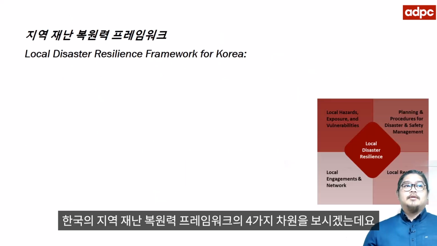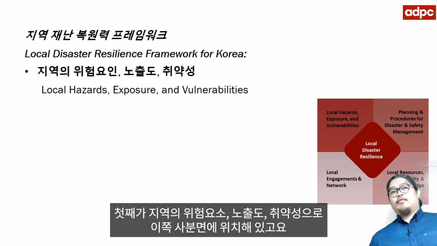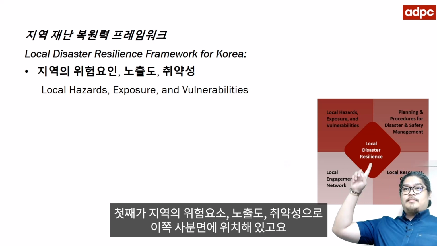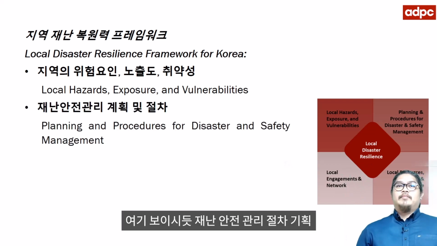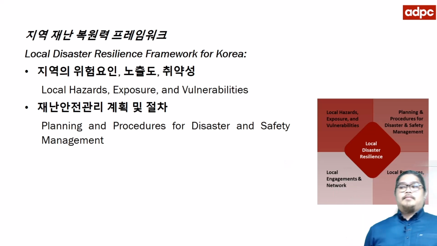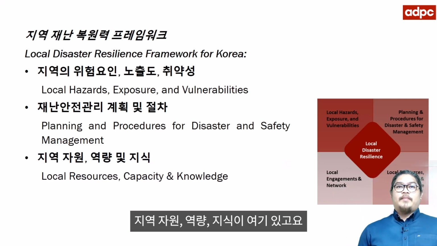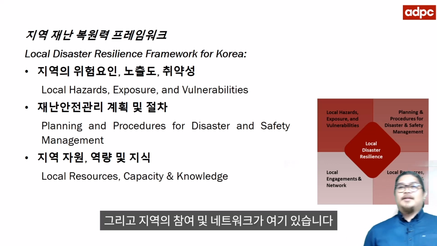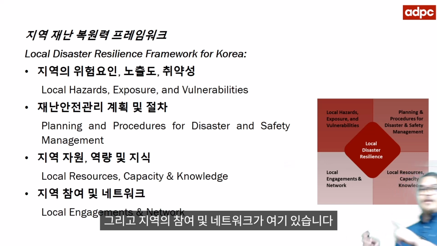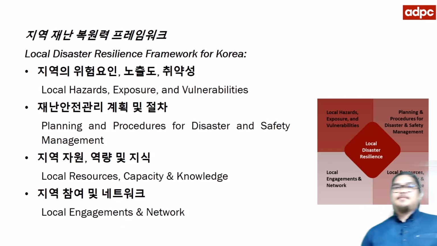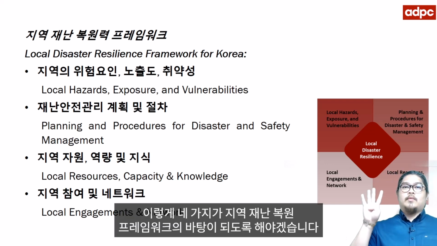So if you look at the 4 different dimensions of the local disaster resilience framework in Korea, we start off with the local hazards, exposure, and vulnerabilities on this quadrant here. Planning and procedures for disaster and safety management, as you can see here. Local resources, capacity, and knowledge, as you can see right here, and local engagement and networks, as you can see here. So these are the 4 quadrants on which we want to make sure the local disaster resilience framework is built.